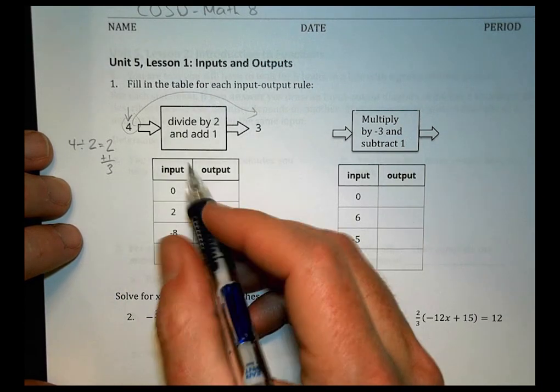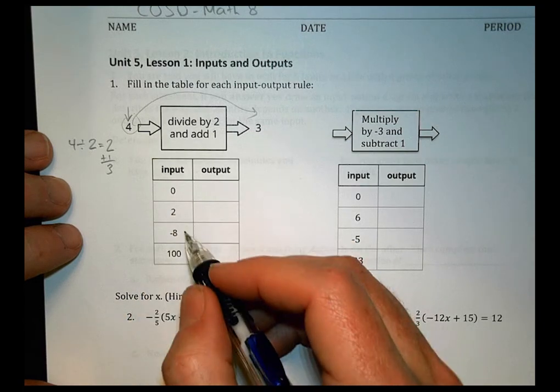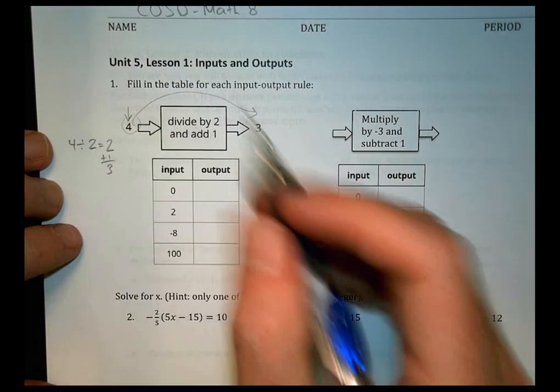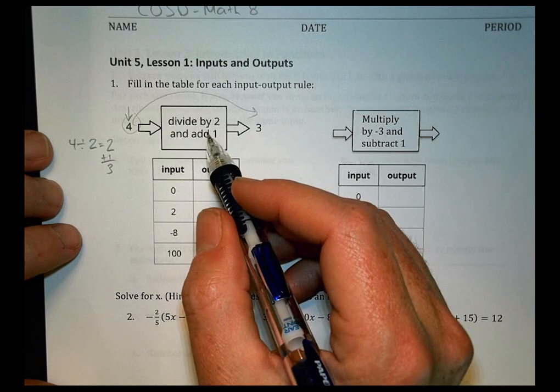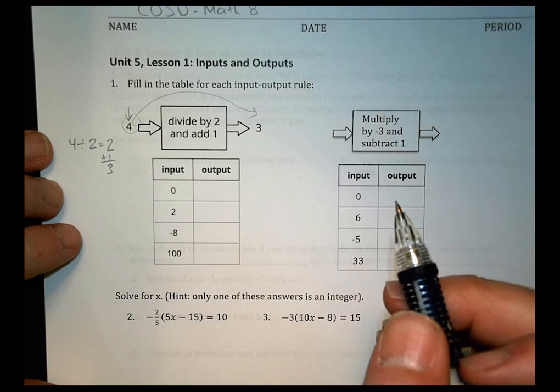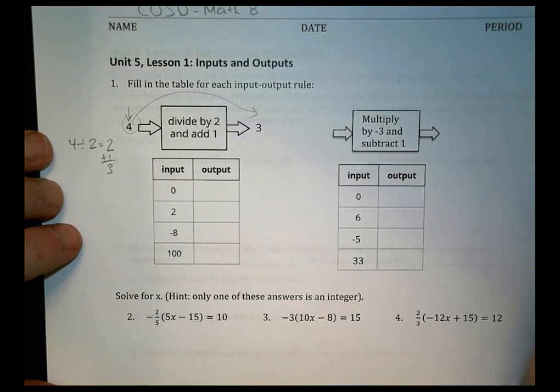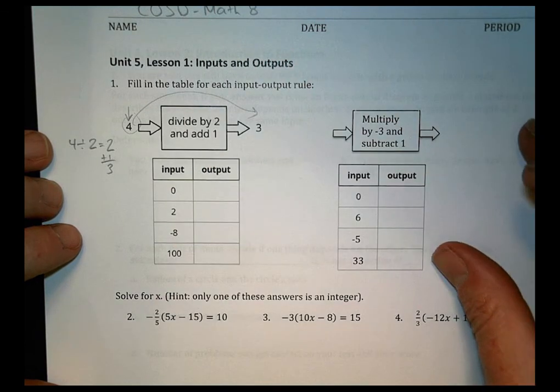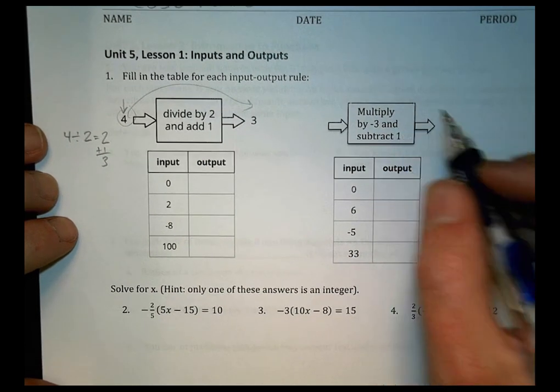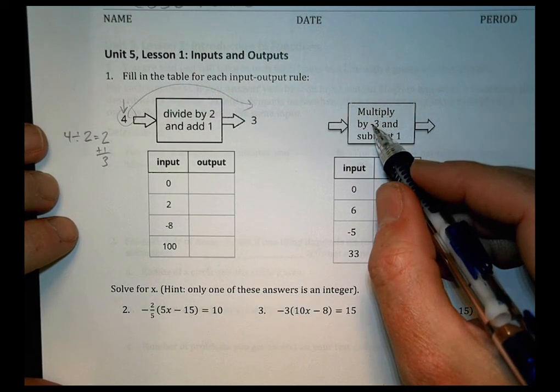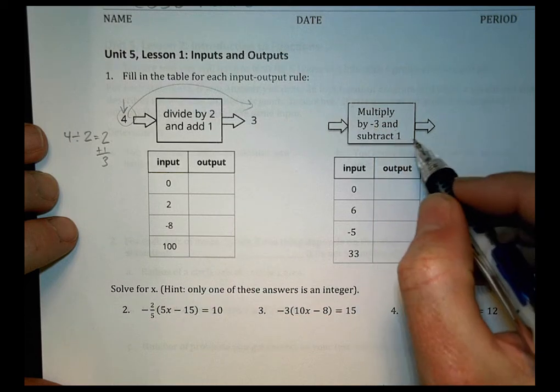And what they want you to do here then is to use these numbers as your input and make sure you put them in and use the same rule there as well. Okay, so that's what you want to do there. I'm going to let you do that one on your own. I'll look at this one over here though real quick, where it says multiply by -3 and subtract 1.